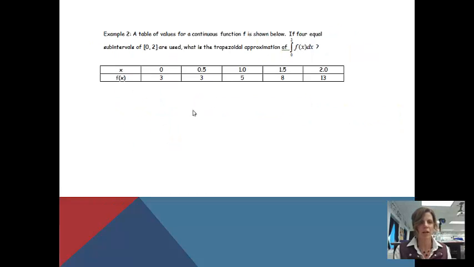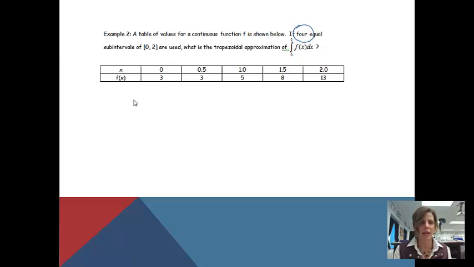Okay, next example. A table of values for a continuous function f is shown below. If 4 equal subintervals of 0 to 2 are used, what is the trapezoidal approximation of the integral from 0 to 2? So again, 4 equal subintervals.